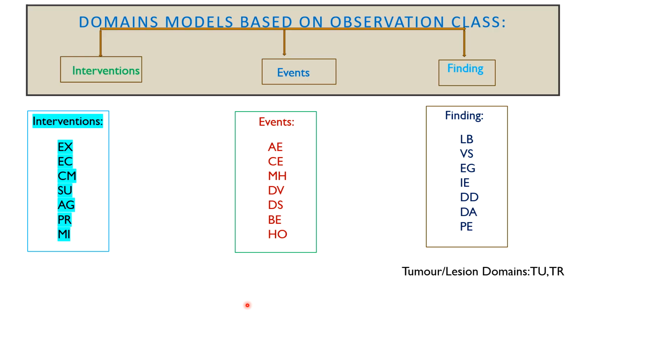So last class we discussed domain models based on observation classes, interventions. In interventions we discussed EX domain, CM domain, SU domain, then what the variables are and how to derive the variables. Today we are going to discuss events domain. In this events domain, we are going to discuss AE domain, CE domain, MH domain, DV domain, and DS domain. Okay, let's begin.